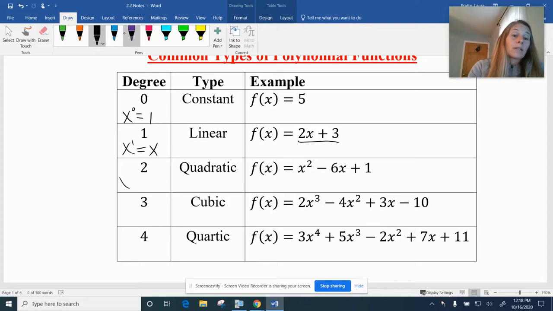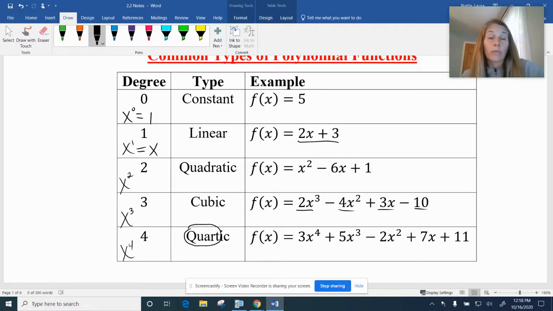If you have x to the second power as your highest degree, that is known as quadratic, and that is your parabolas that we were working on in the last chapter. And if you have x to the third degree, that would be considered cubic. Notice the highest exponent we see in all the terms would be a cubed. X to the fourth degree then is called quartic, and the way I remember that is 4 quarters equal $1, so that's my way to remember 4 quart, or 4 quarts are in a gallon.